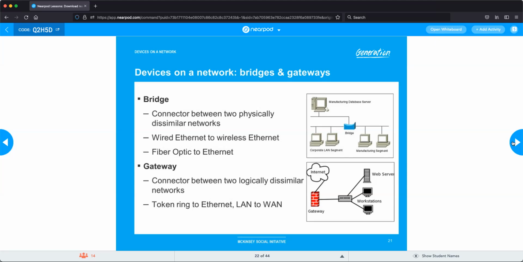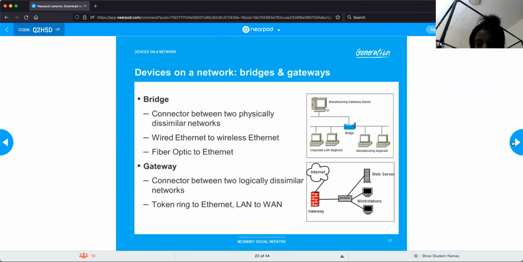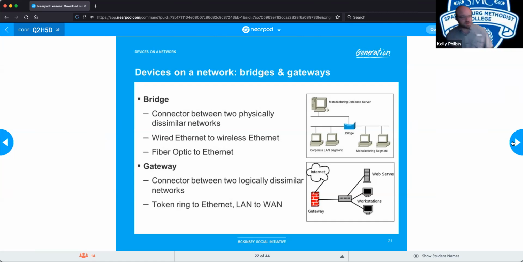Y'all want to have some fun? We're already having loads of fun, man. Come on. A bridge. A logically dissimilar network was connecting what to the internet? Your home. Look, it could be like connecting your internal network to the external network, which is the internet. So you would need a router in order to facilitate that connection, because they're logically dissimilar.